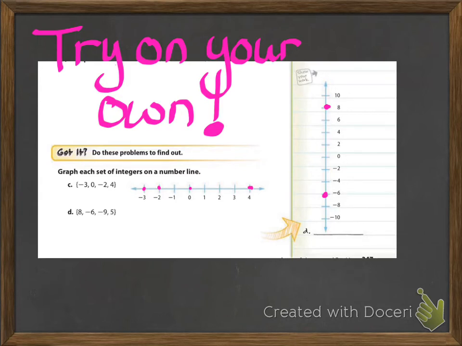Think about where -9 would be. -9 would be between -8 and -10. So I would put a dot right between those two numbers. And then the number 5. And once again, that's another tricky one. 5 is located between 4 and 6. So I would put a dot right there. So hopefully you did well on those.